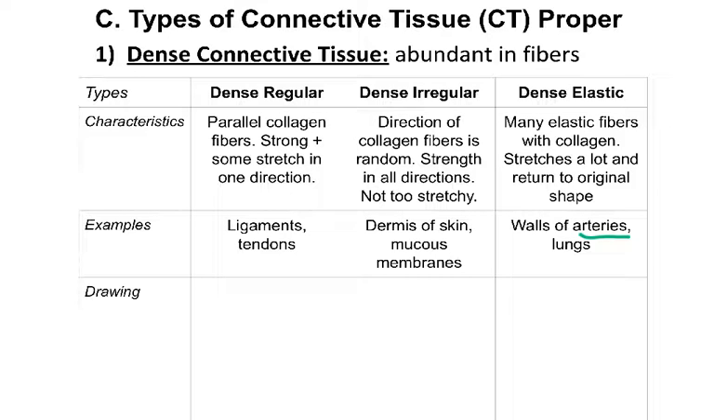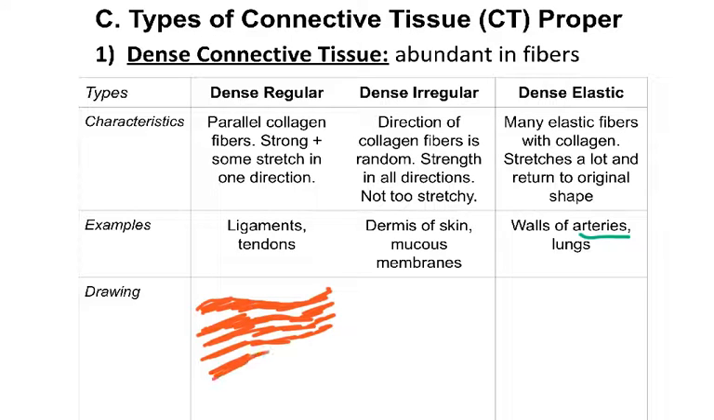So in dense regular, what happens is you have those collagen fibers that run throughout, and they're parallel to one another, and they're usually pretty densely packed, hence dense. But they're usually side by side and pretty close together.